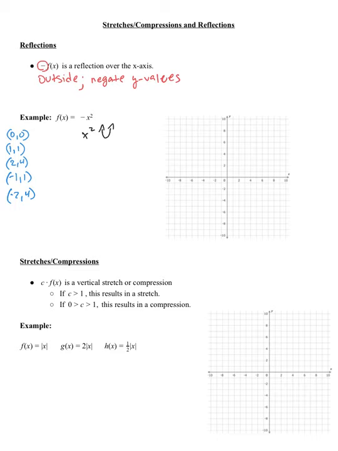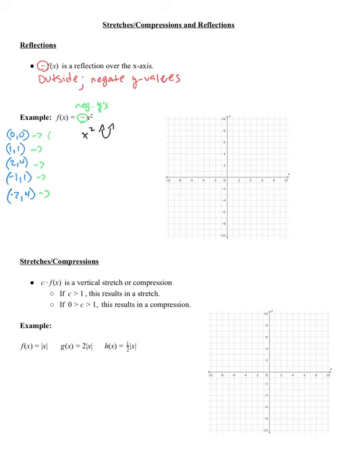So now we need to identify our transformations. Well, in this case, I only see one reflection. This is on the outside, so I am going to negate our y's. That's all we're going to do. Our x values are all going to stay the same. All we're doing is adjusting our y.